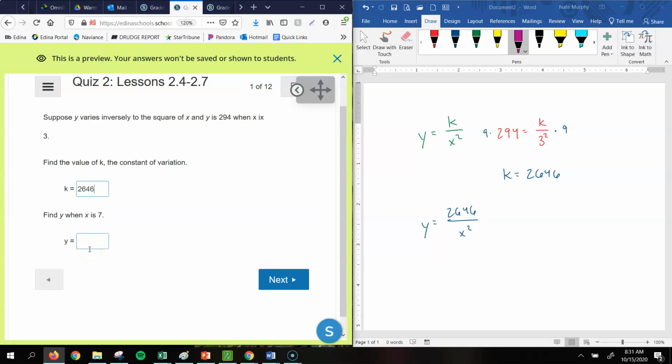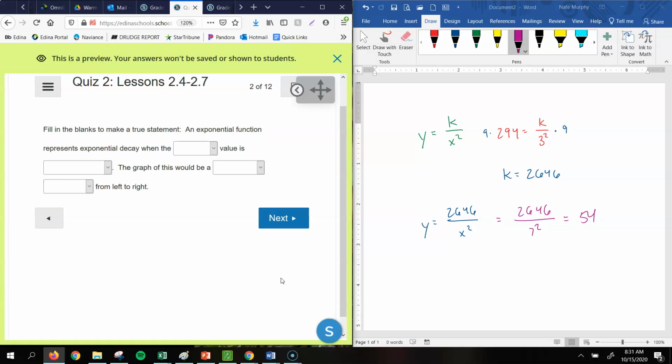Alright, so now we're going to find out what y is when x is 7. So now we're going to take 2,646 divided by 7 squared, which is 49. And when you do that, you end up getting 54 as your answer. So when x is 7, y would be 54.